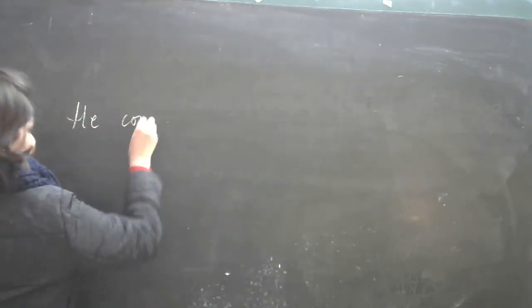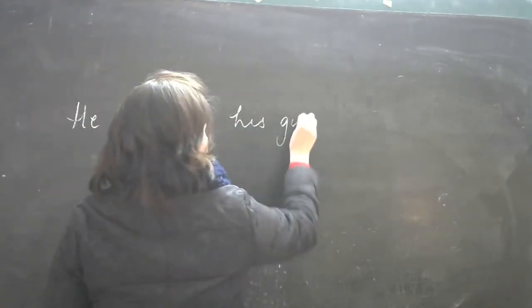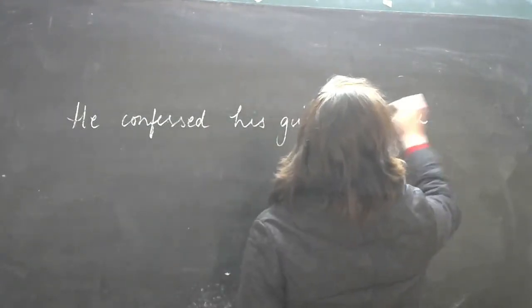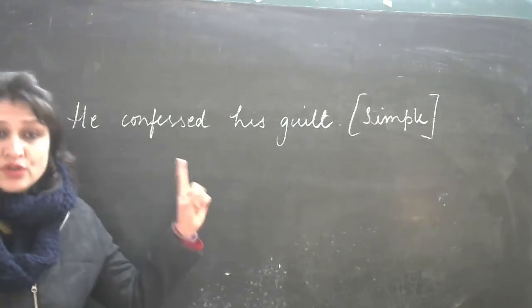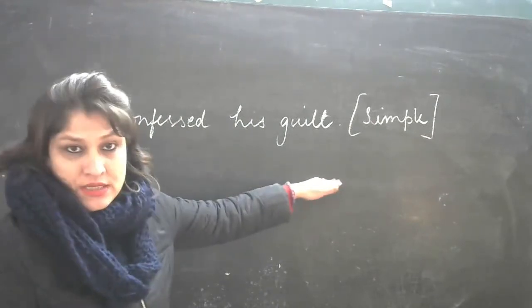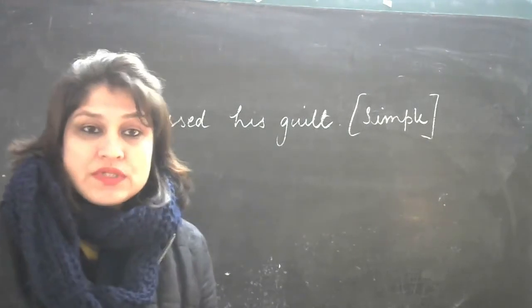It says here, the first example they've given is of a noun clause. It says, simple: He confessed his guilt. Let's take it. He confessed his guilt. Now, it's a simple sentence, and I'm sure you can see that. It is not a compound sentence, and it is not a complex sentence. It is your simple sentence. So, he confessed his guilt. If we have to change it into a complex sentence, we'll use the noun clause.